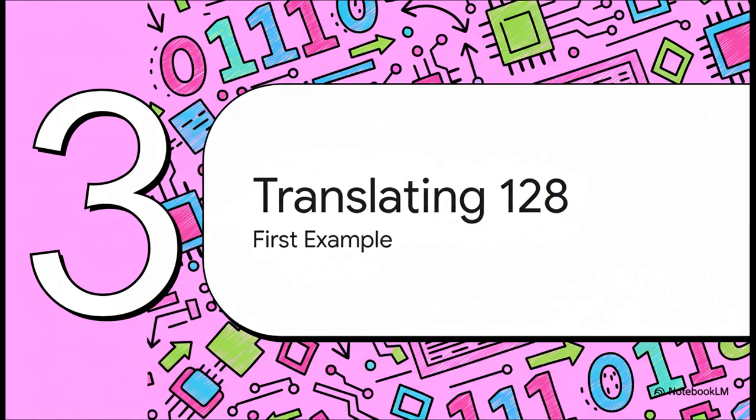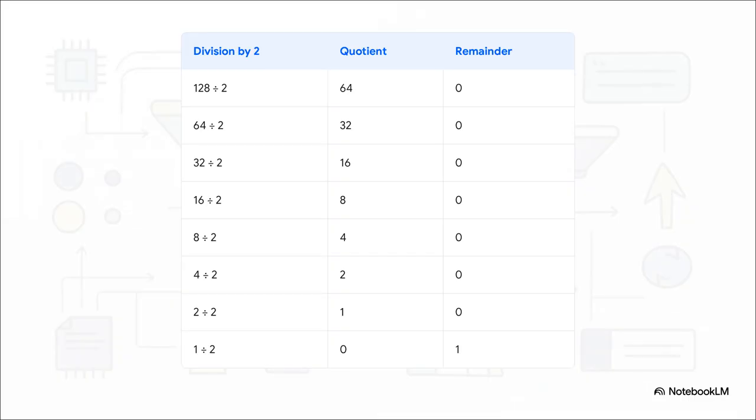We're going to start with an easy one and translate the number 128. Okay, let's walk through it. We start with 128 divided by 2. That goes in perfectly, so we get 64 with the remainder of 0. Now we take that 64 and we do it again. 64 divided by 2 is 32, remainder 0. And we just keep going. 32 becomes 16, 16 becomes 8, and so on, until we finally divide 1 by 2, which gives us a quotient of 0 and a remainder of 1.